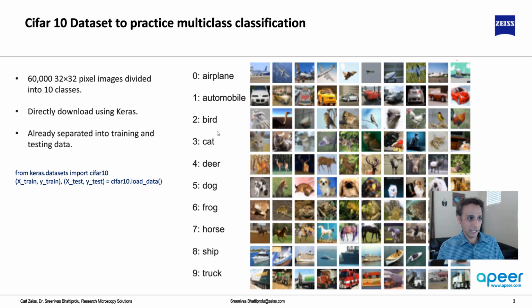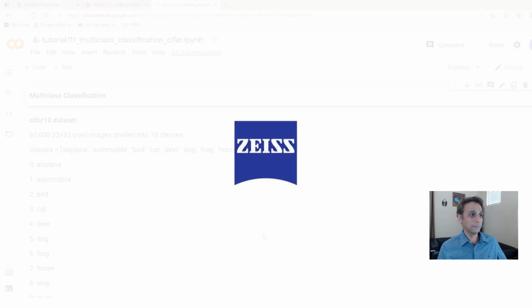What are these 10 classes? Here they are: airplane, automobile, bird, cat, and so on. You can see the images right here. And you can directly download this using Keras, meaning you don't have to separately download and handle it. In fact, they are separated into training and testing data. All you need to do is write these two lines of code: from keras.datasets import cifar10. And then when you load the data, it's going to load it as xtrain, ytrain, xtest, ytest, so you don't have to split it any further. So with this knowledge, let's jump into our Google Colab and continue this training.